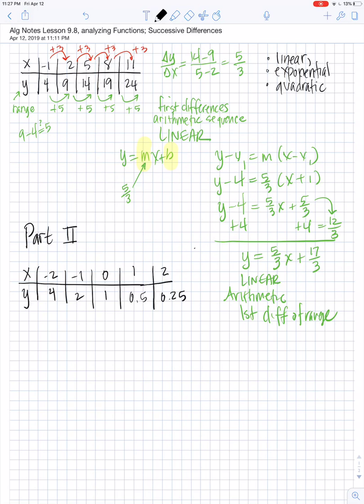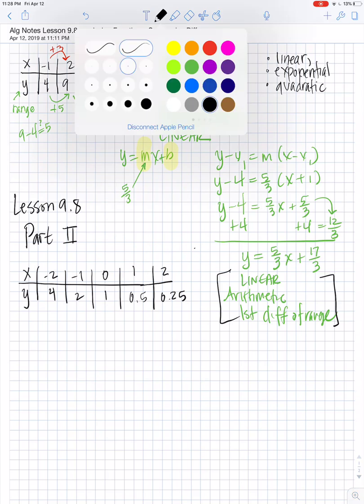All right, this is lesson 9.8, part 2. We just talked about how we might analyze a function and determine if it was linear. If we have an arithmetic sequence in the first differences of the range, we're going to end up with a linear function. But what if the data isn't linear? We can continue to analyze our data.